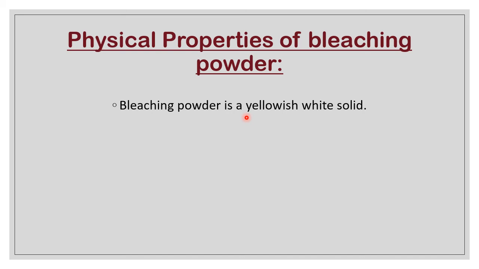Sometimes you'll get a 1 or 2 marks question in the examination: why does bleaching powder smell like chlorine? It is because it is continuously giving chlorine gas to the atmosphere. That means chlorine gas is coming out of the bleaching powder, or bleaching powder on decomposition gives chlorine gas. So it is due to the chlorine gas present in the bleaching powder and some impurities that give a kind of yellowish color. That's why we say bleaching powder is a yellowish white solid.